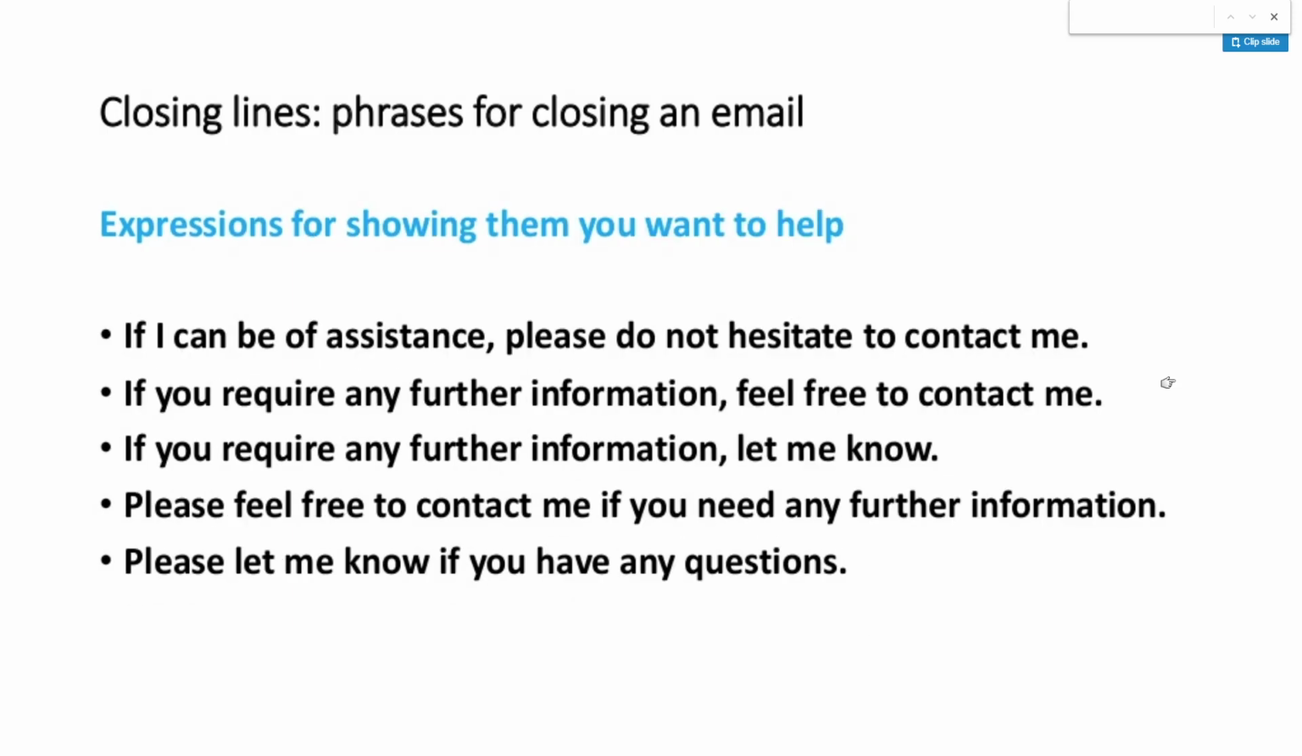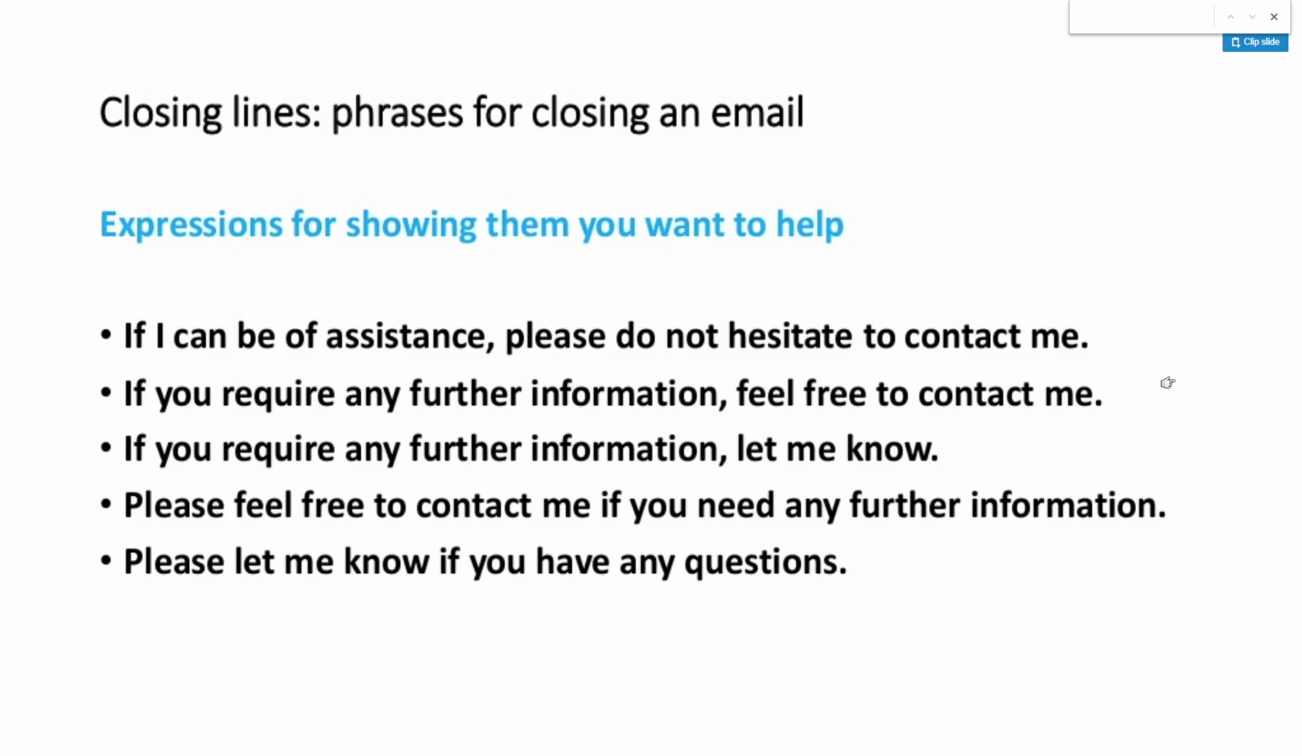More closing lines. Expressions for showing them you want to help. These lines are handy. Learn a few by heart, uit je hoofd, so you can jot them down at an exam. It's always handy to have a few of these opening lines and closing lines in your head. If I can be of assistance, please do not hesitate to contact me. Well, that's a nice one. Might use that in a lot of emails.